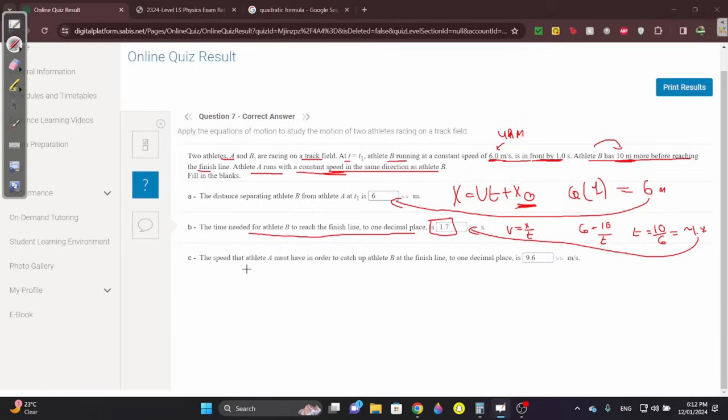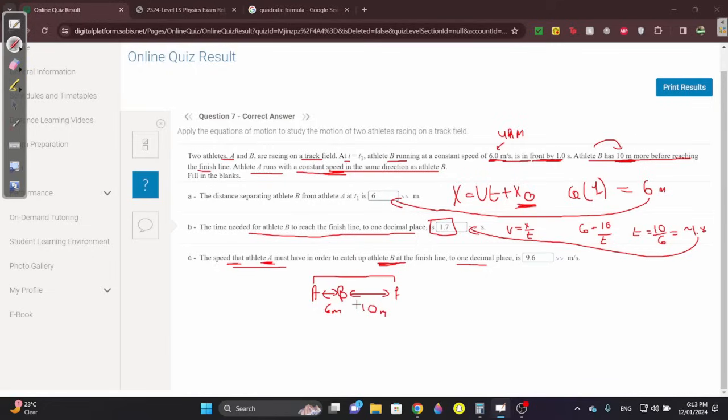Now they're looking at athlete A. They're saying what speed should athlete A run if he should catch up with athlete B. Use your answer to one decimal place. Athlete A and athlete B have 6 meters in between them, and athlete B and the finish line, let's put the finish line, has 10 meters between them. We want athlete A to reach the finish line at the same time as athlete B.